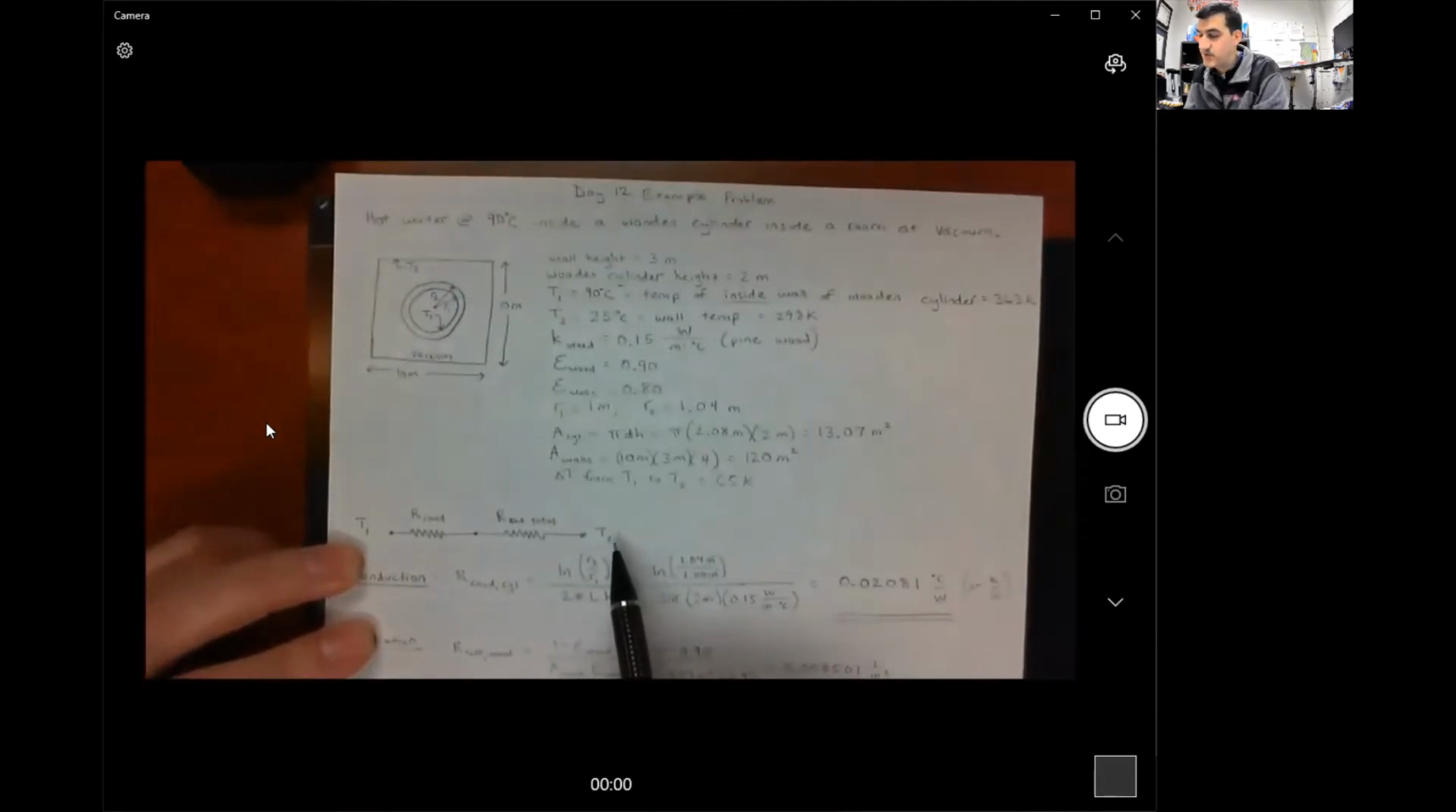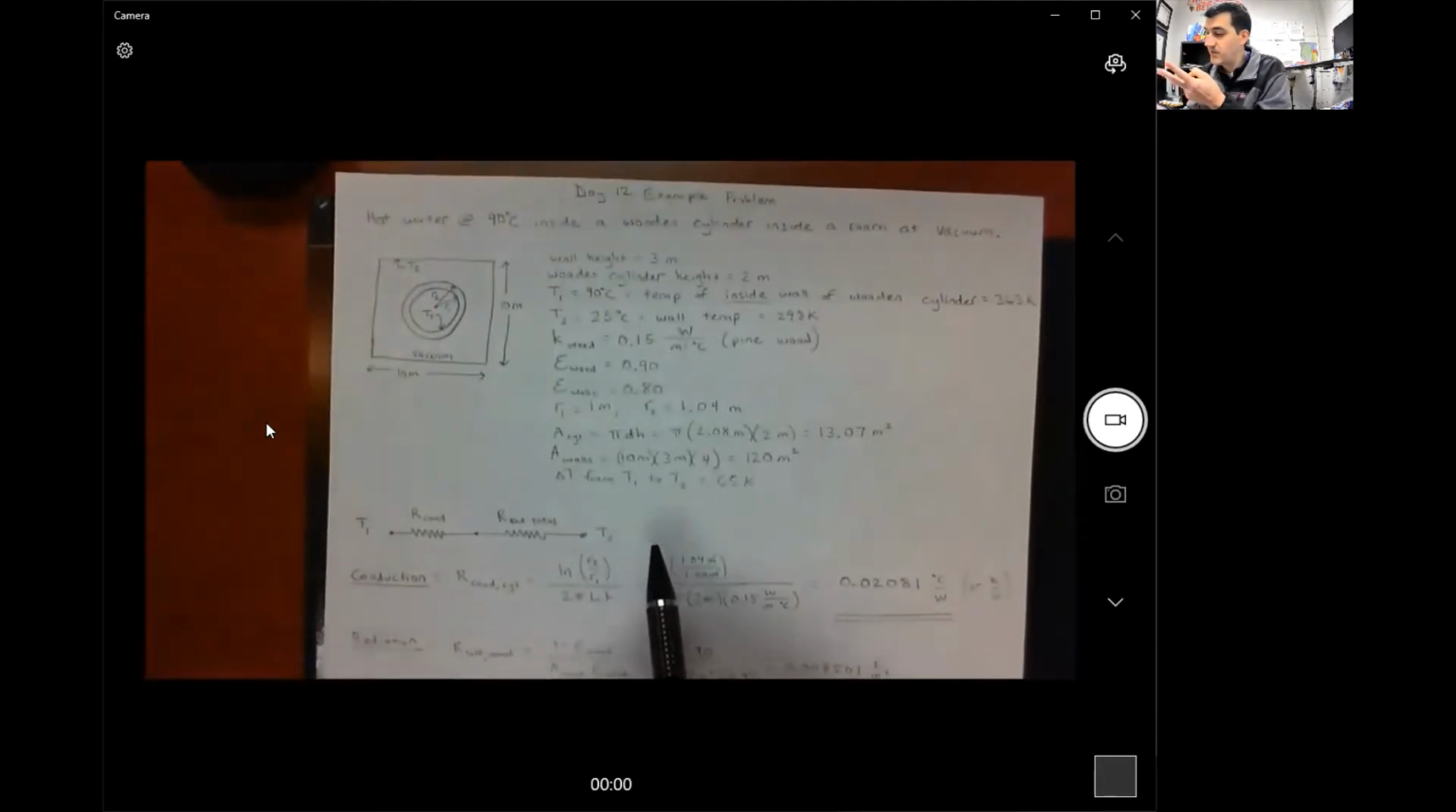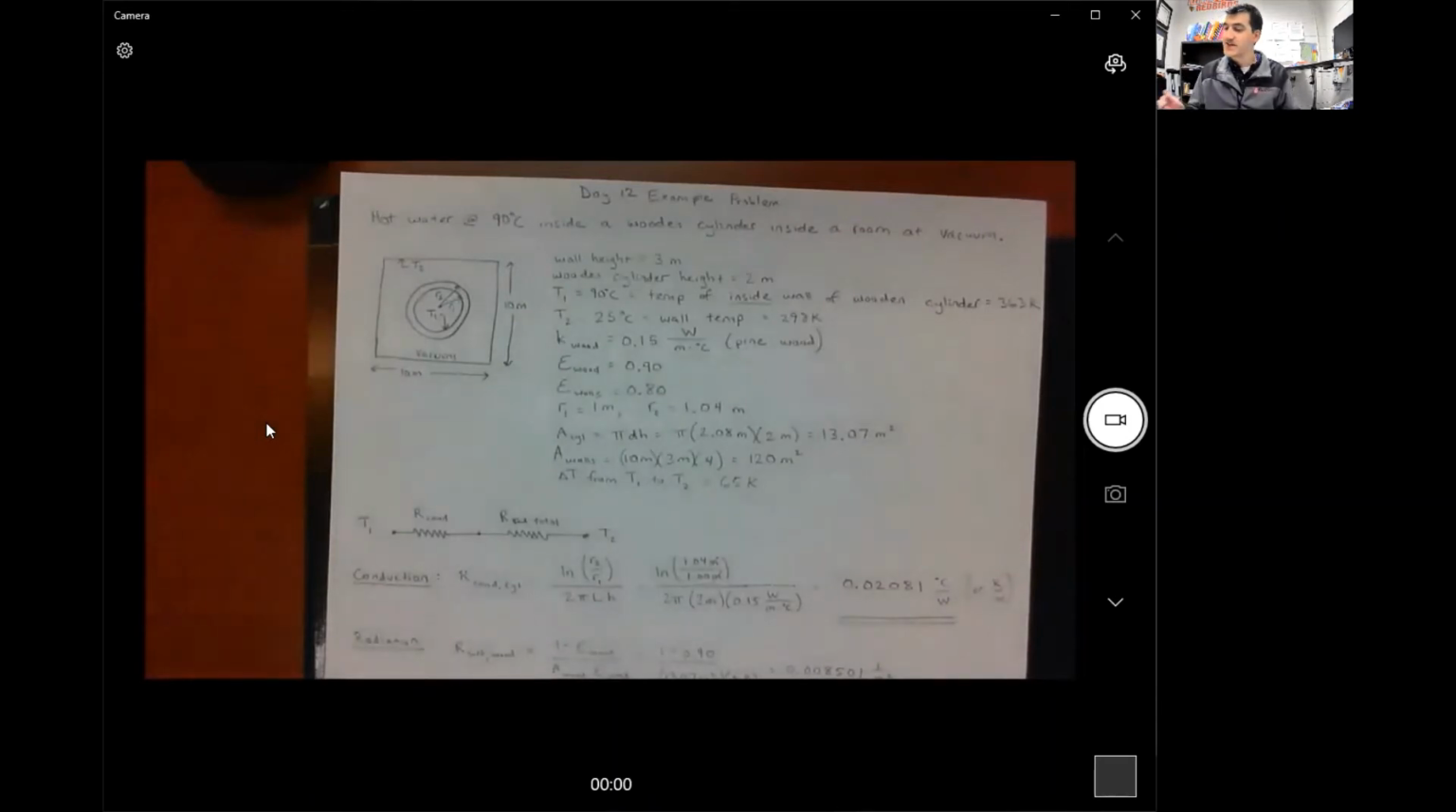So like I said before, I've only got 2 resistances here. We've only got conduction through the wall of the barrel, and then we've got radiation from the outside wall of the barrel to the walls of the room. That's it. That's all we got. So we know how to do this. We're just going to combine these resistances in series. So we've got to calculate these resistances, and then they're in series. So we're just going to add them together, right? That's true. All right.